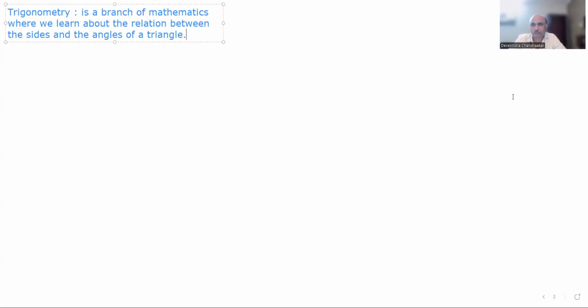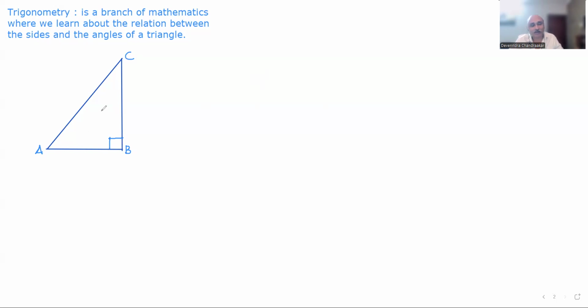Okay. So all of you are aware about the triangle. The triangle which we will be dealing with in today's session is a right angled triangle. This is A, this is B, and this is C. The triangle is right angled at angle B. I hope all of you are aware about a right angled triangle, isn't it? Everybody?